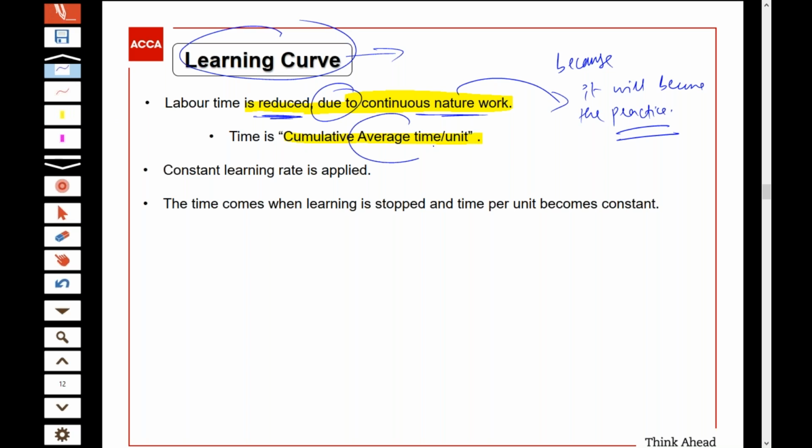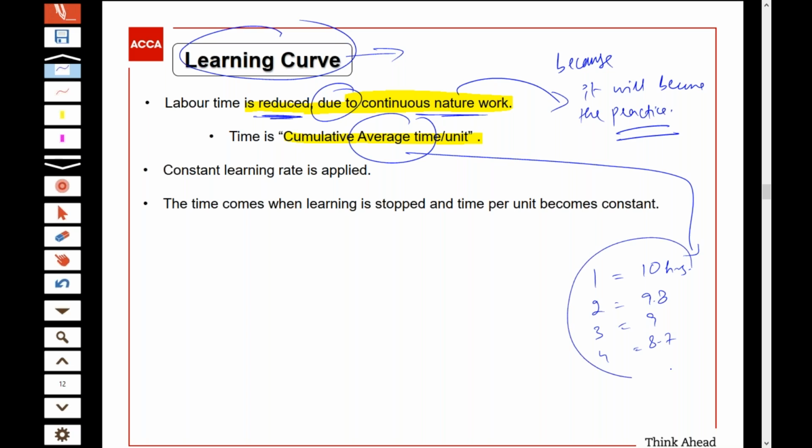Now what do you mean exactly by the term average? For example, on the first unit you took 10 hours. On 2 units you took 9.8 hours. Number 3 you took 9 hours. Number 4 you took 8.7 hours. So you need to calculate the average time.